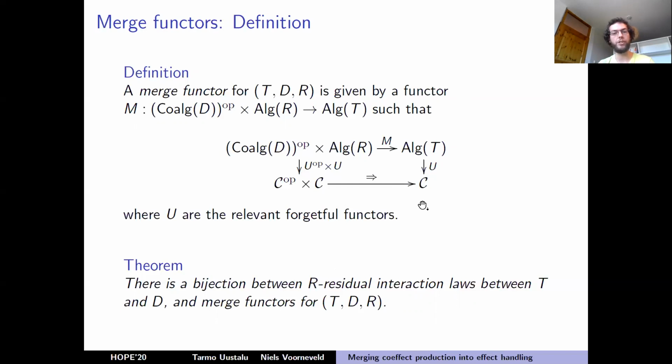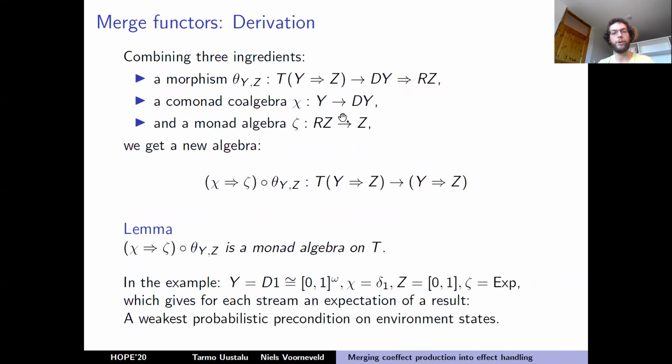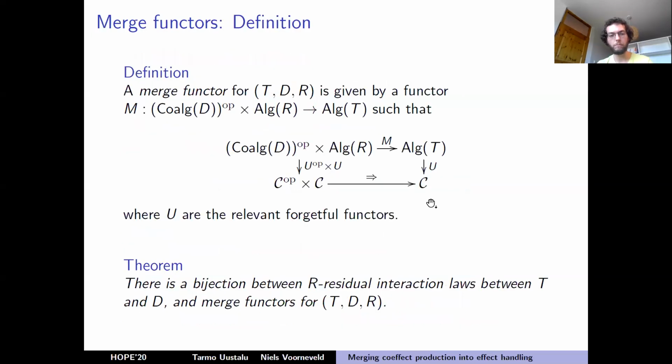By this, I just mean that here we have the carrier Y, and here we have the carrier Z, and then the resulting algebra has as its carrier predicates on Y, Z value predicates on states. And so that is a merge functor in general. And the nice thing is that these merge functors are in one-to-one correspondence with our residual interaction laws between T and D, which is kind of the central theorem of this.